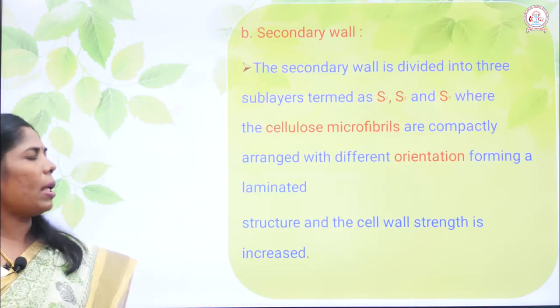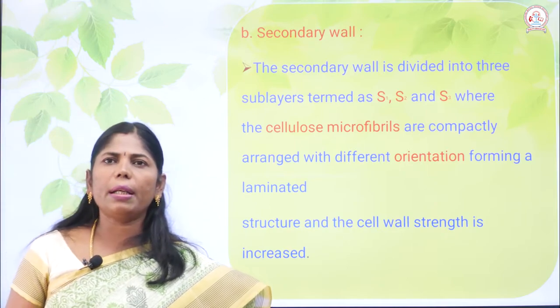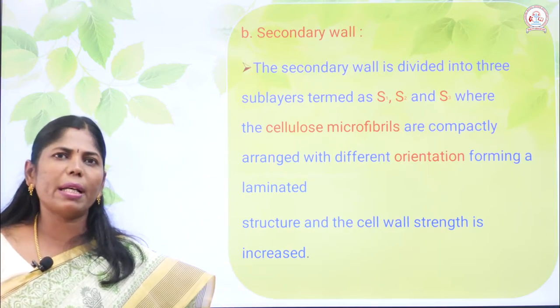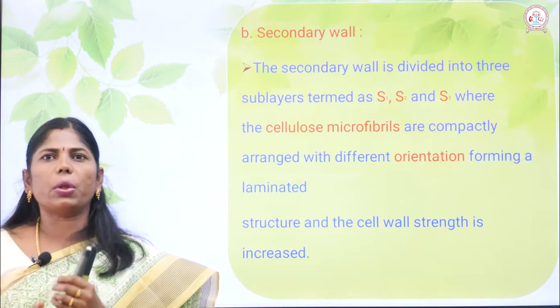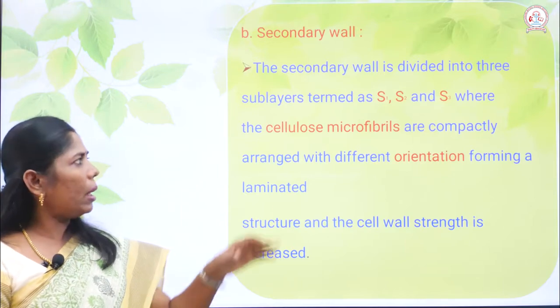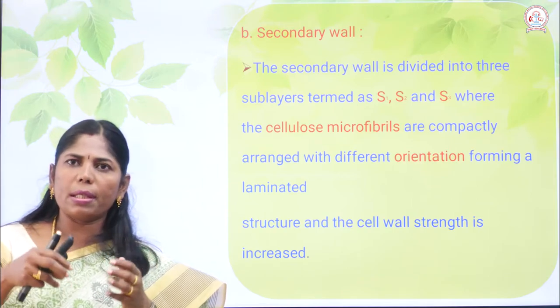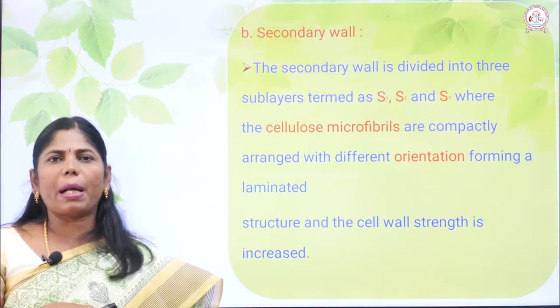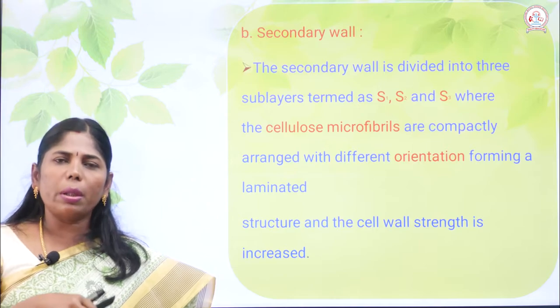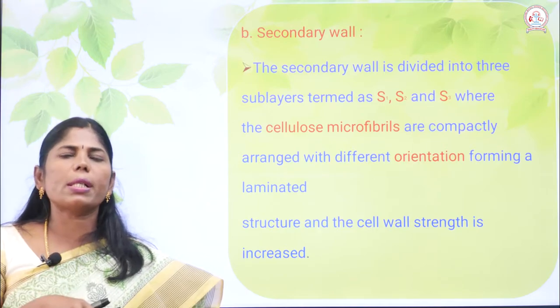So the secondary wall is divided into three regions: S1, S2, S3. Each has three layers. The cellulose here consists of microfibrils, and these microfibrils are bound with the matrix. So the basic cell wall material, cellulose, is present.